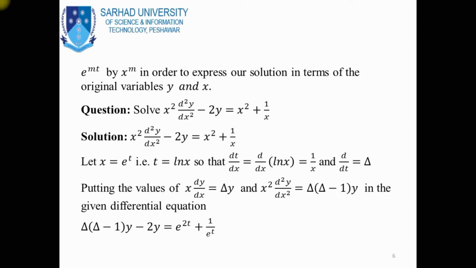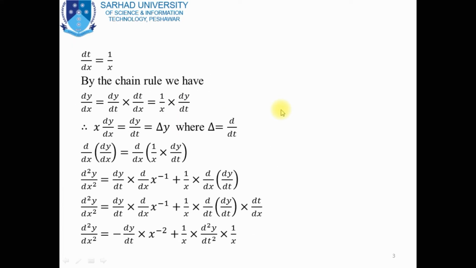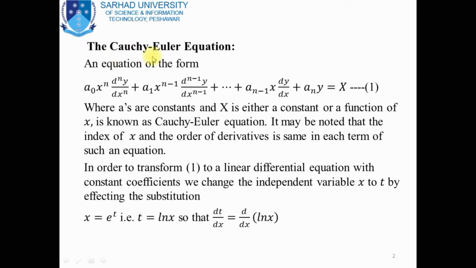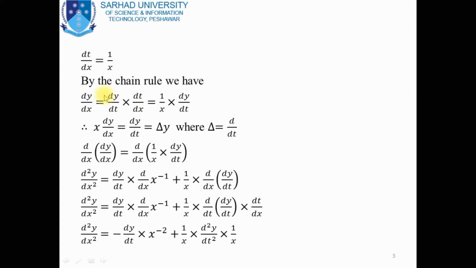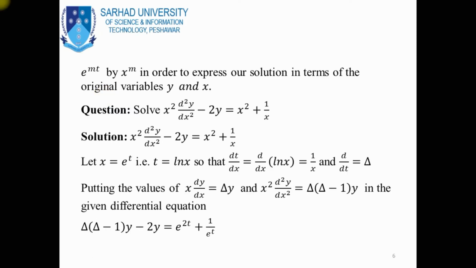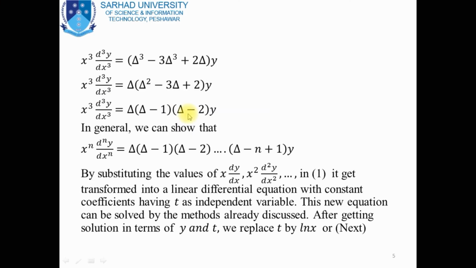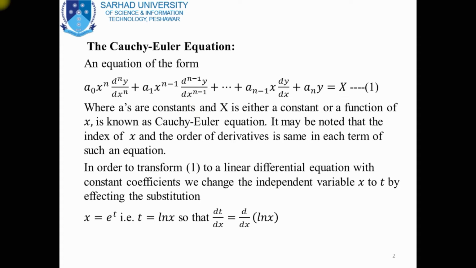Now let's move on to an example. For example, we have the problem x square d square y divided by dx square minus 2y is equal to x square plus 1 over x. So this is a Cauchy-Euler equation. You see over here the general form of the Cauchy-Euler differential equation, x power n d n y divided by dx n. So in our problem we obtained x square d square y divided by dx square, and this is the last term at the right hand side.